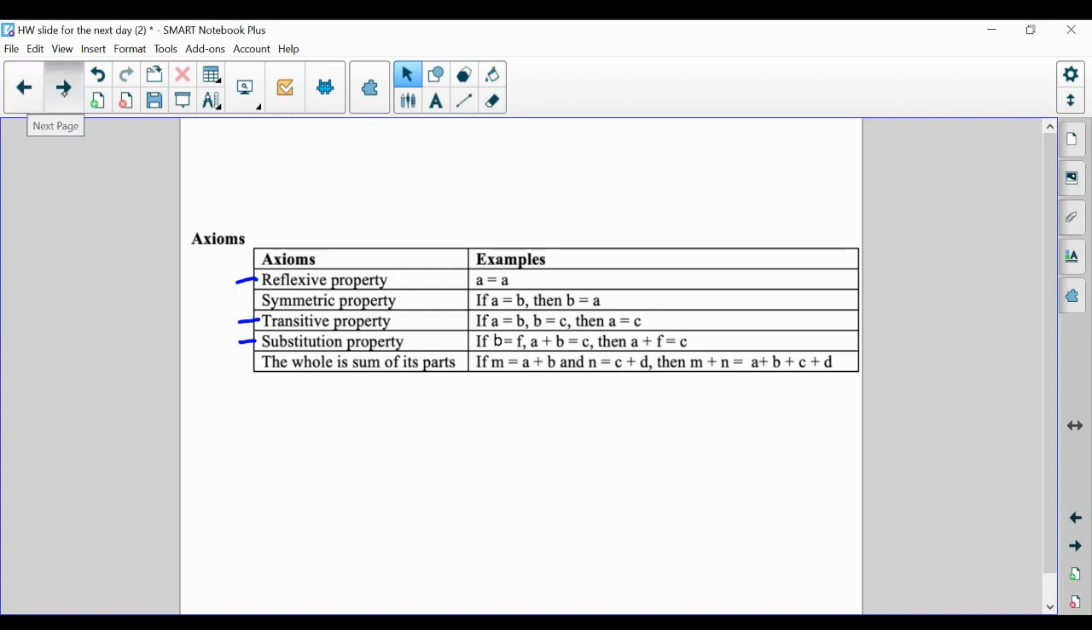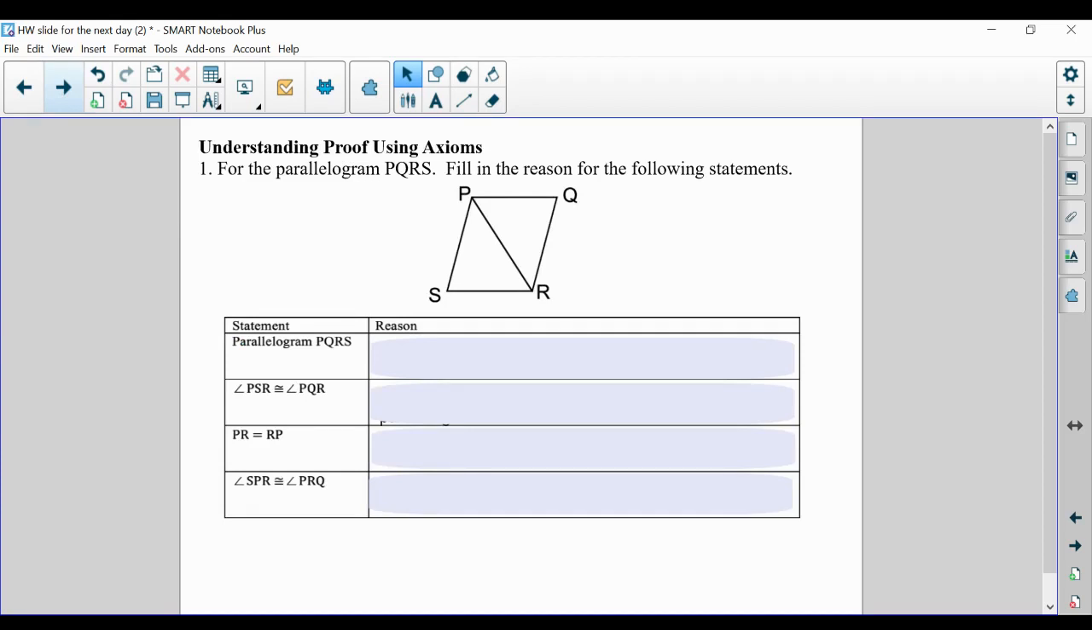Okay, now let's begin writing a proof. Understand proof using axiom properties. Number one, for the parallelogram PQRS below, fill in the reason for the following statement. The statement is given to you already on the left side: parallelogram PQRS is given to you on the top. The second one, we say angle PSR. So we're going to label it. This is how you label it.